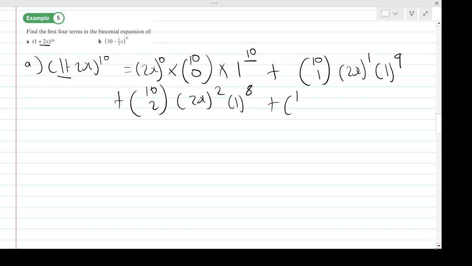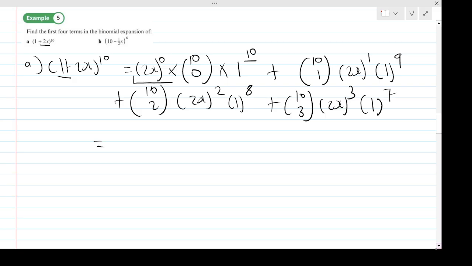And then 10 choose 3 for the next term. Then the 2x would then be a power of 3 now. Then the corresponding power of 1 would be 7 then. And actually that's 4 different terms, right? So then we just put that in the calculator, do it term by term.